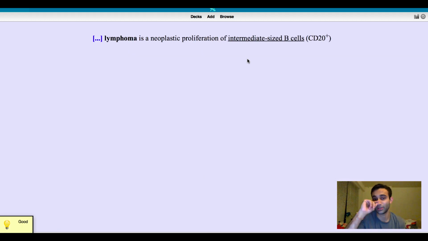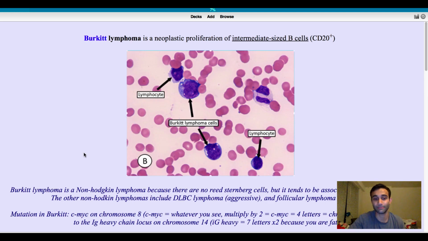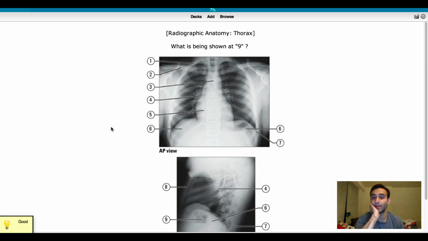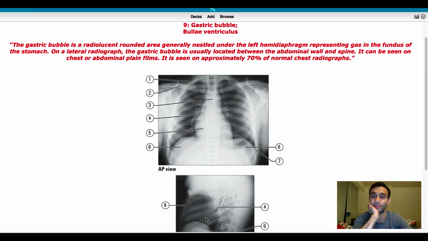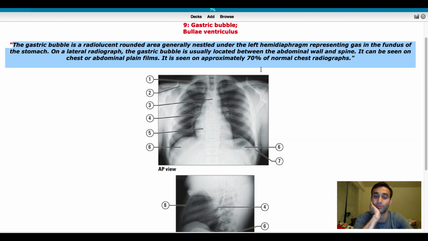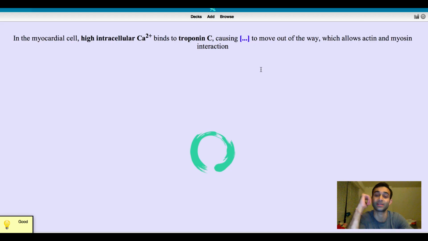Blank lymphoma is a neoplastic proliferation of intermediate size B cells. I believe this is Burkitt lymphoma. Yep, see that? Included that as well. Okay. What is shown at 9? Again, this is one of those Netter's anatomy cards, and this at 9, I believe that might be the gastric bubble, but I'm not positive. Yep, yeah. And you'll see I also didn't know what the gastric bubble was, so I included a nice quote of what I found on the internet of what it exactly was.